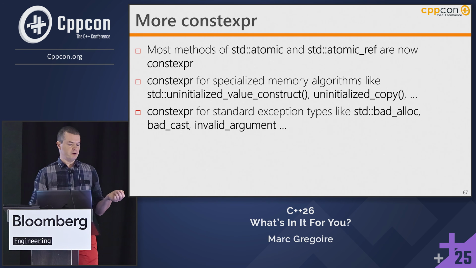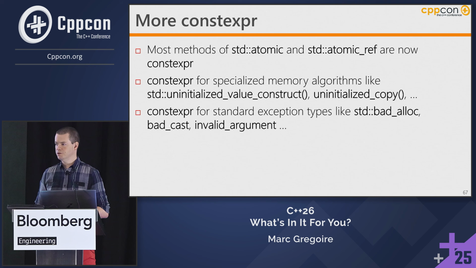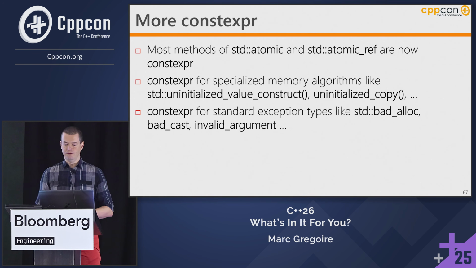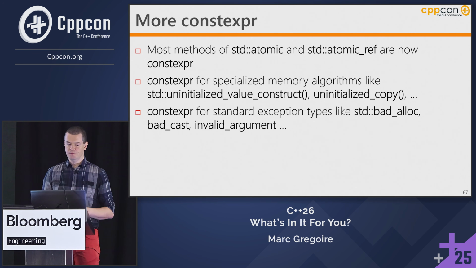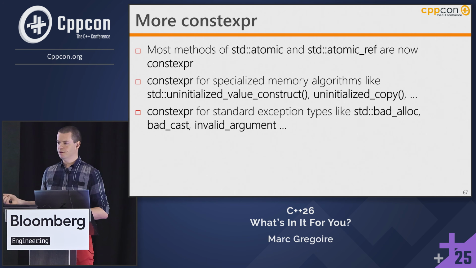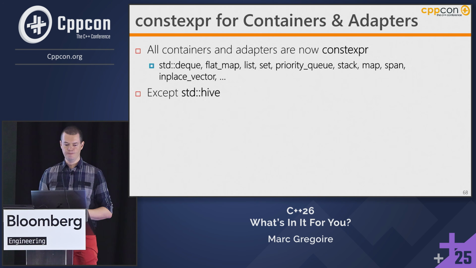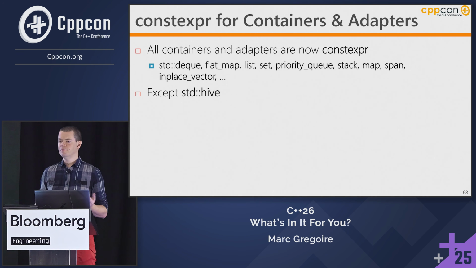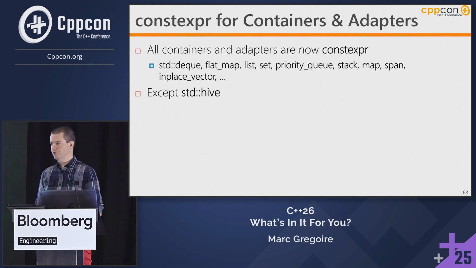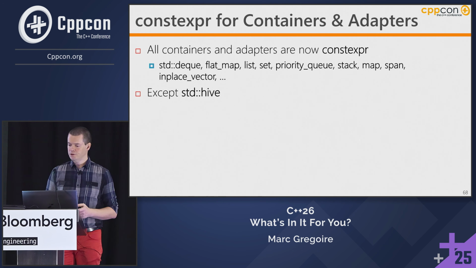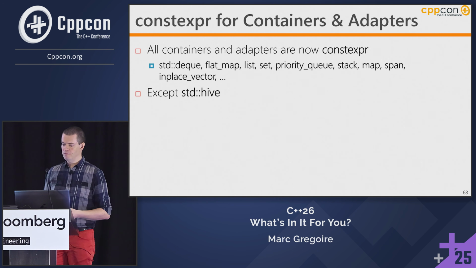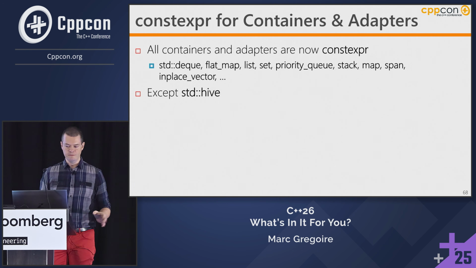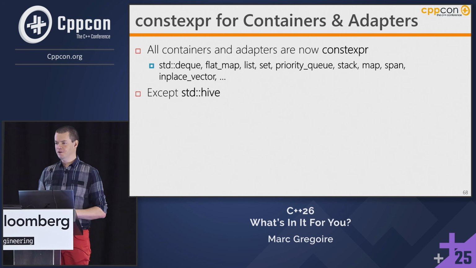As we've seen earlier, you can now throw and catch exceptions during constant evaluation. And for that, all the standard exceptions such as bad_cast, invalid_argument, and so on, they're all constexpr now. Finally, all the containers and all the container adapters are now constexpr. That includes deque, priority_queue, map, span, inplace_vector, all of them, except for the new hive, that is not constexpr.